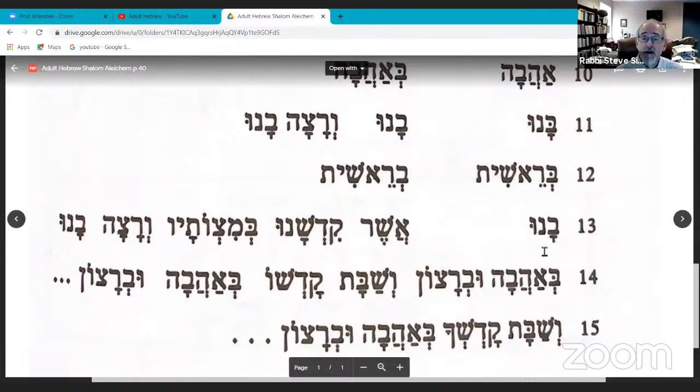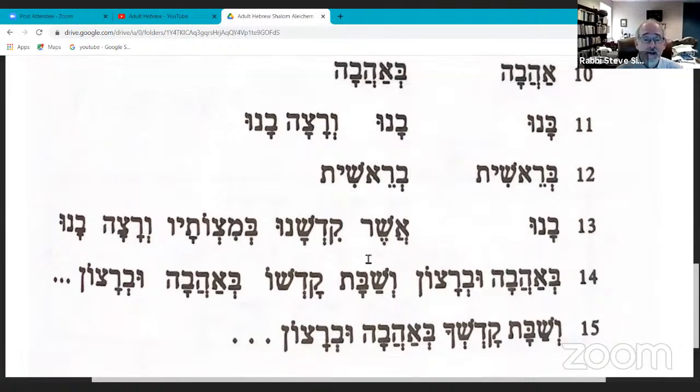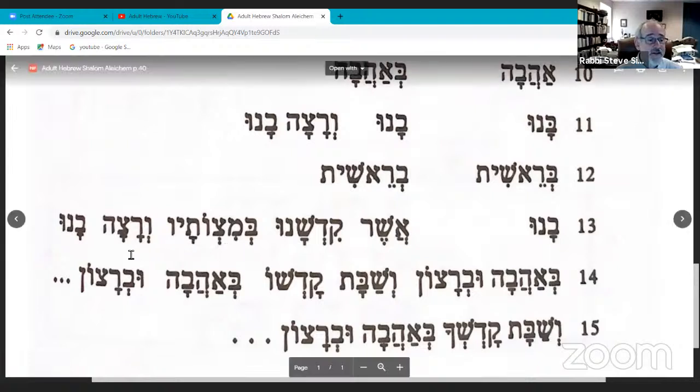Line 13. Vanu, Asher, Kiddushanu, B'mitzvotav. Remember the rule, you've got 2 dots underneath the tzadi, so therefore this has to be a vo sound. That's the vowel of the tzadi, so there can't be another vowel to it, and therefore this consonant has its own vowel built in. B'mitzvotav. Viratsa Vanu.